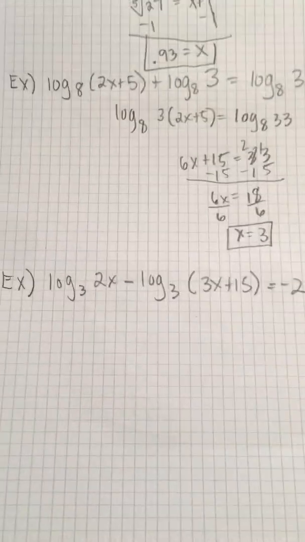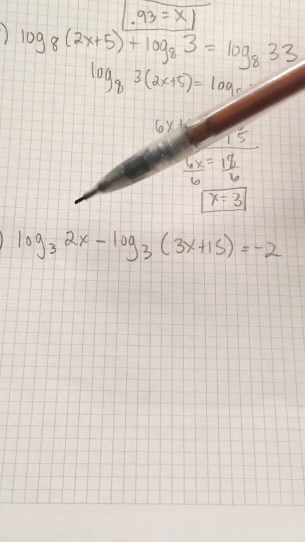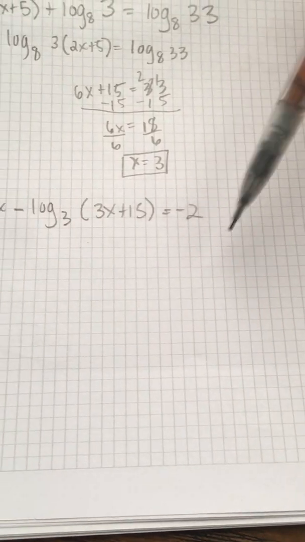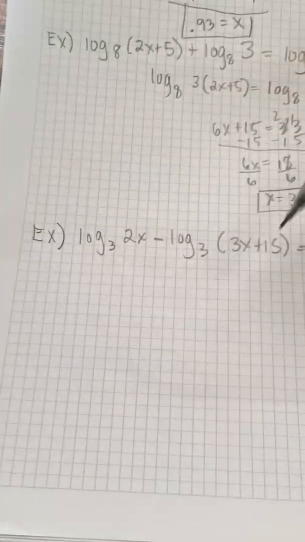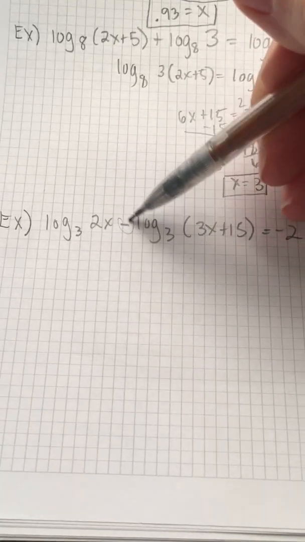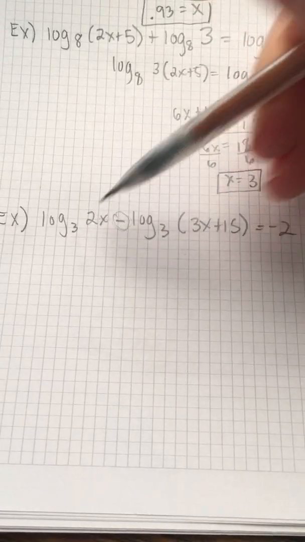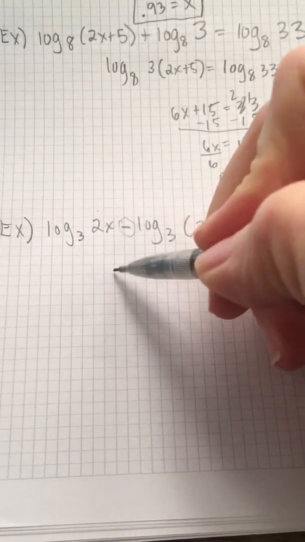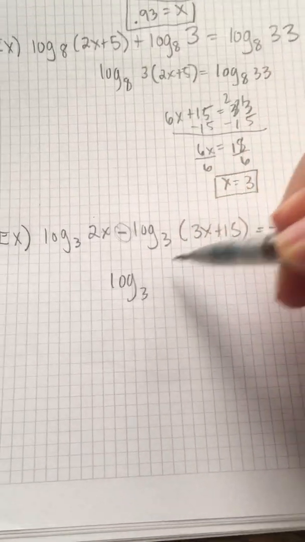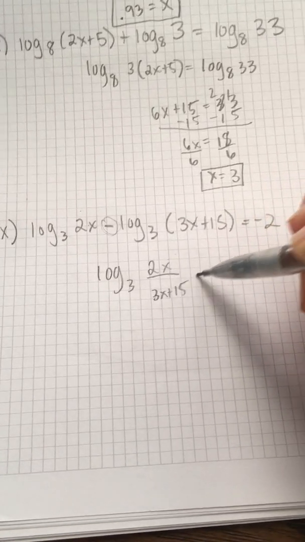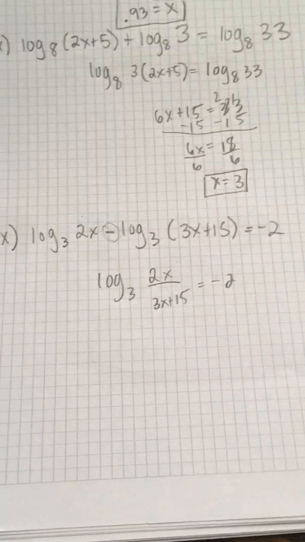Our third and final example for today. I see and recognize that I have 2 logs again on the left and no log on the right. I still want to condense. Anytime you have several logs, you want to condense. What stands out to me is the logs are being subtracted, which tells me I need to divide the values. I'm going to write this as 1 log, log base 3 of 2x over 3x plus 15 equals -2.